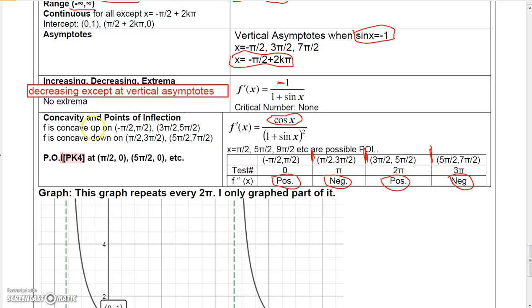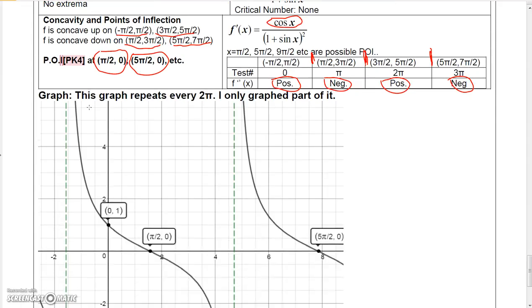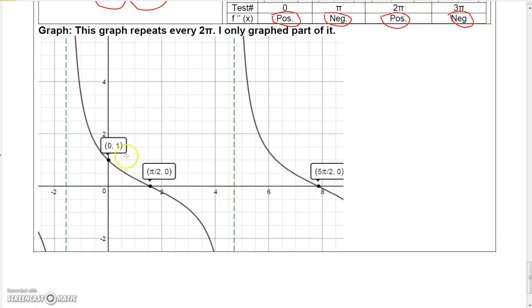So basically, it's concave up on minus pi over 2 to pi over 2, and 3 pi over 2 to 5 pi over 2. And it's concave down from pi over 2 to 3 pi over 2, and 5 pi over 2 to 7 pi over 2. And so the points of inflection are actually pi over 2, 0, and 5 pi over 2, 0. And I said etc. there because, again, this function tends to cycle through the same thing over and over. So again, I just wanted to look at just a portion of this.